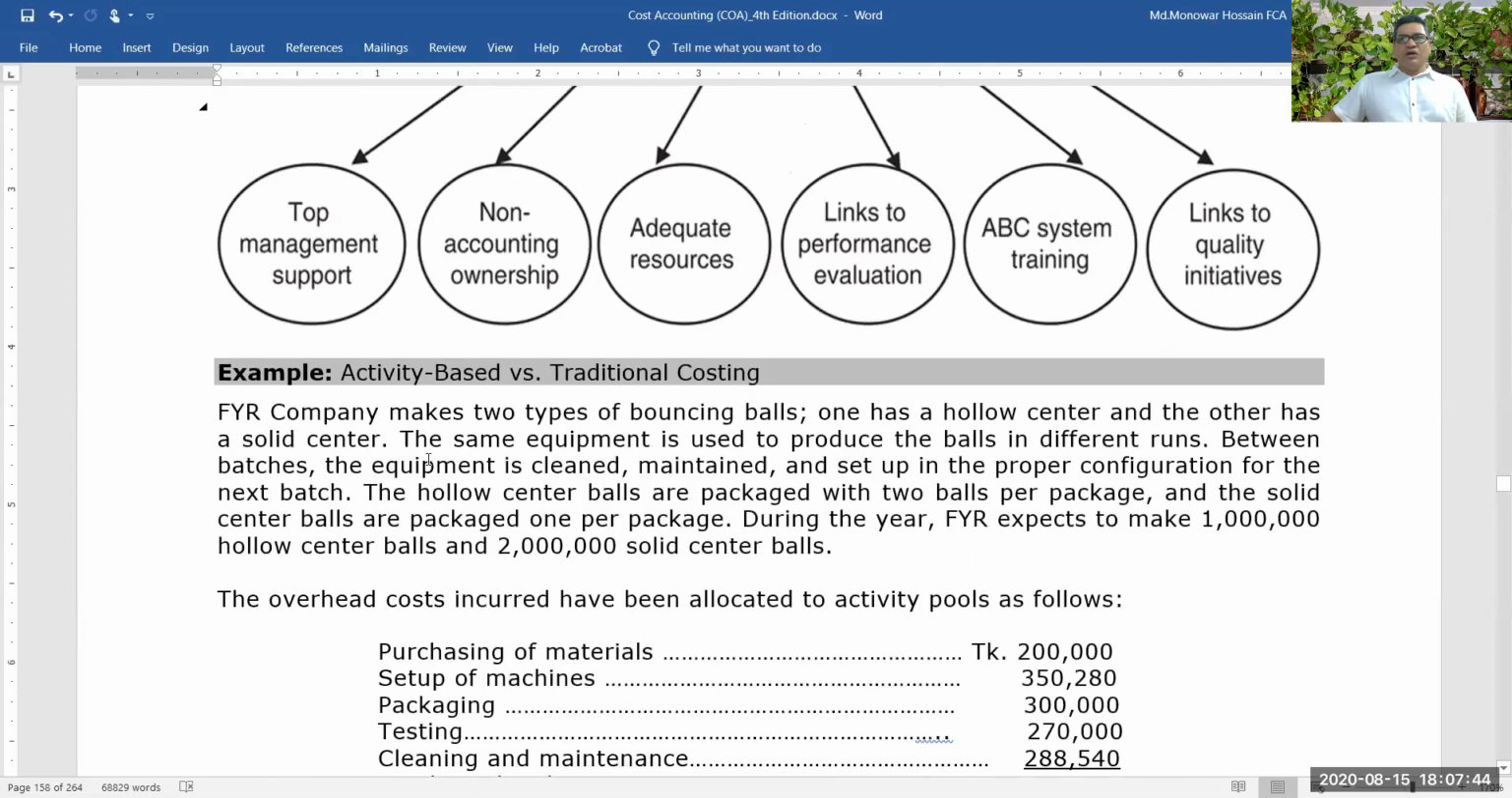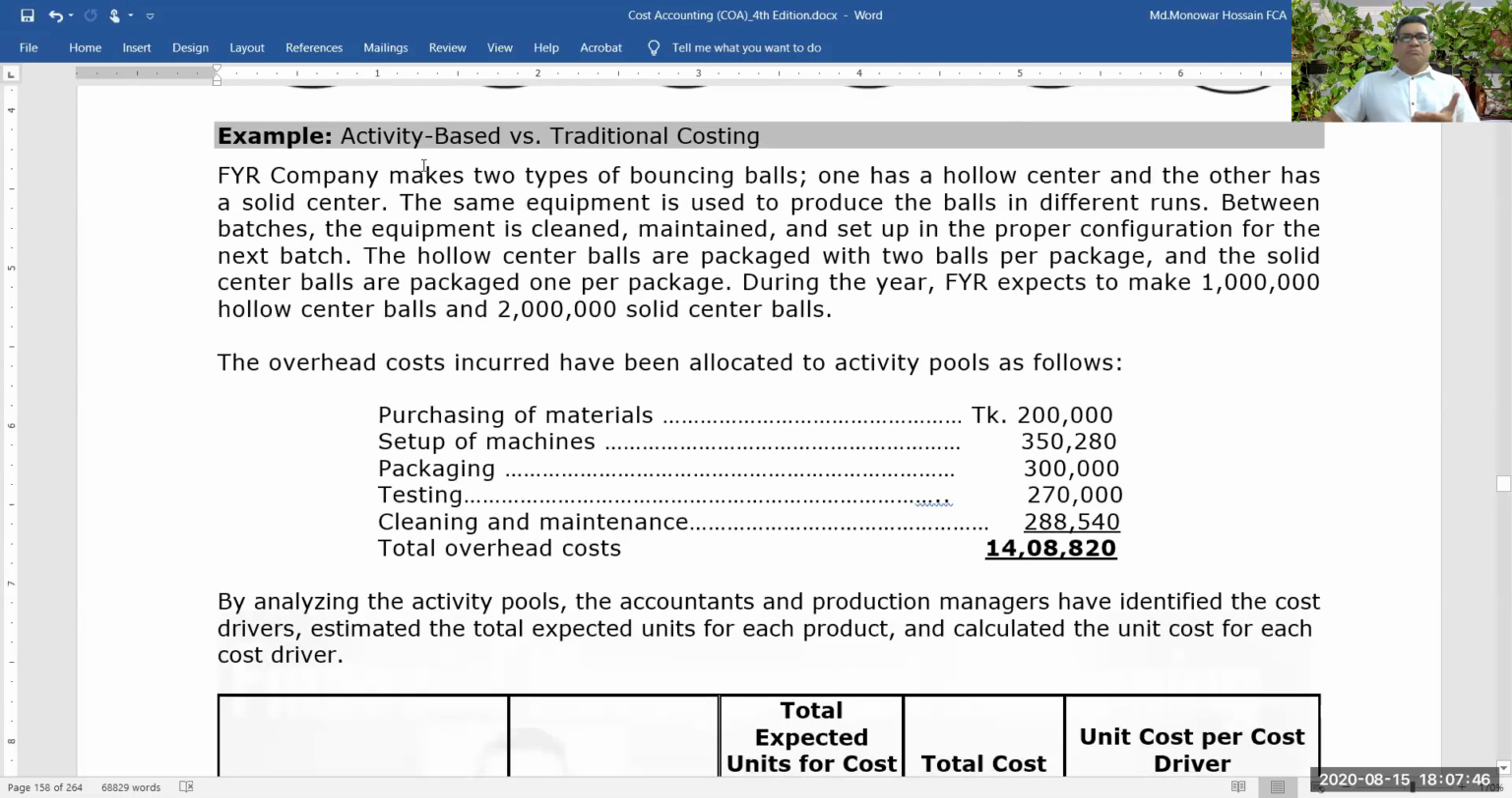And now we are going to discuss a few examples here. For example, activity versus traditional costing. So if a company makes two types of balls, one has a hollow center and another a solid center. Okay, two products. The same equipment is used to produce the balls in different rounds. Between bases, the equipment is cleared and maintained and set up to the proper configuration for the next base.